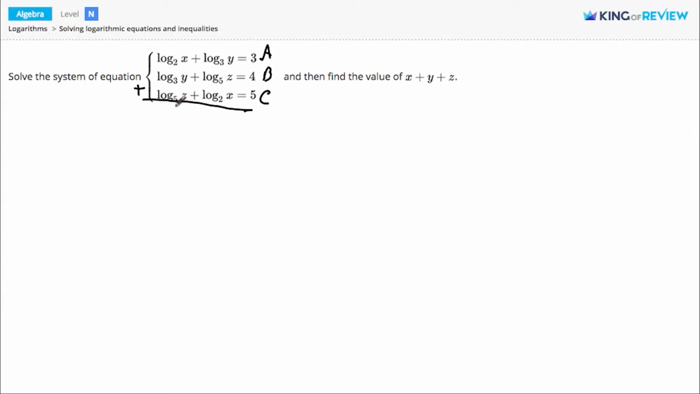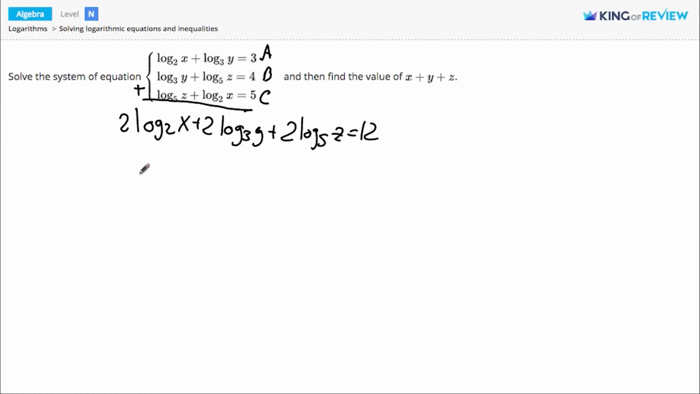I'm going to have 2 times the log base 2 of x. I'm going to have 2 of the log base 3 of y. And I'm also going to have 2 of the log base 5 of z. On the right side of the equation, I have 3 plus 4 plus 5, which is equal to 12.